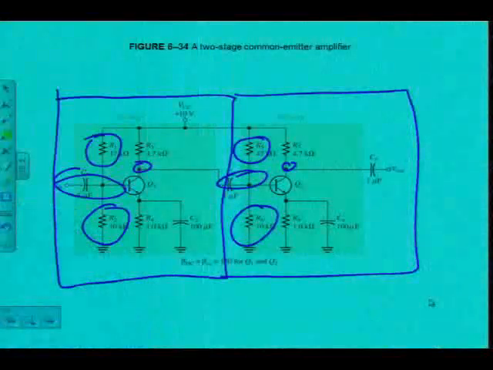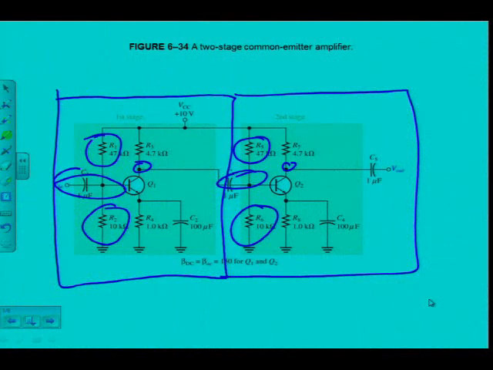Alright, as we've seen, two identical stages, common emitter amplifiers we have established, and the two stages are coupled with a capacitor in between. Now if you can recall previously, let me just clean this quickly.